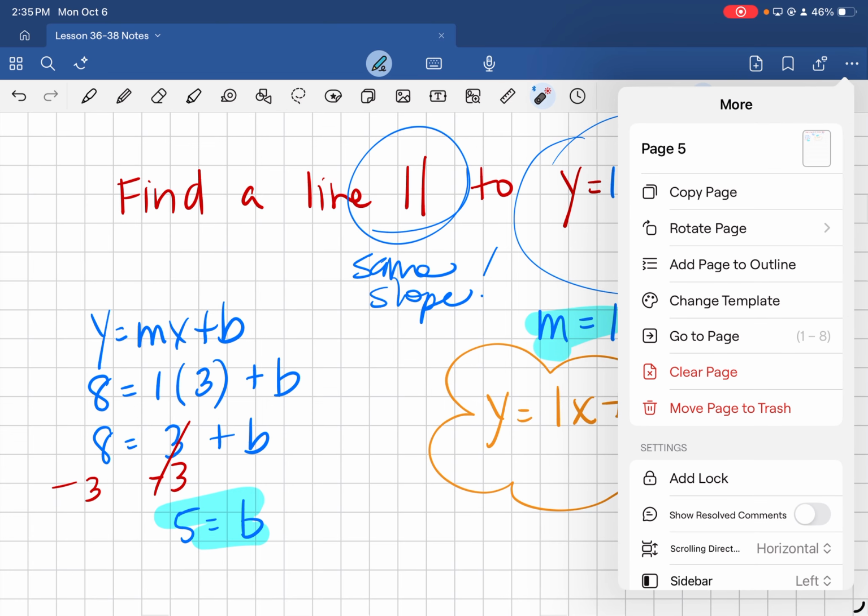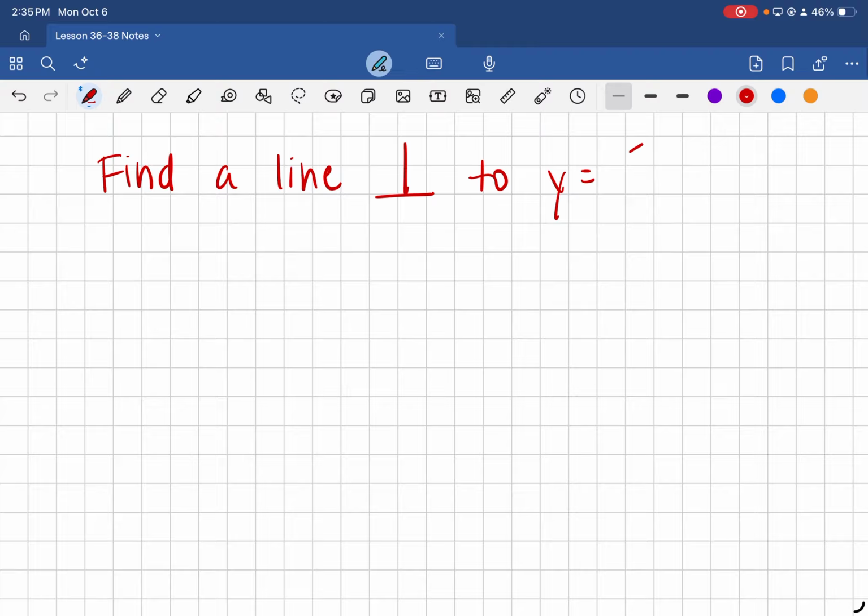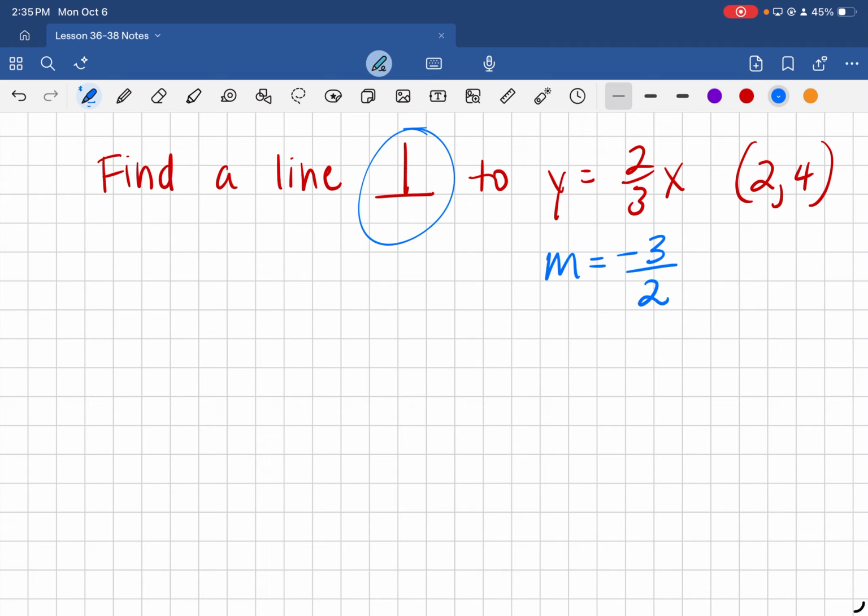Okay, this time they're asking us for a perpendicular line. They want us to find a line perpendicular to y equals 2/3 x and goes through the point 2, 4. All right, any thoughts on what my m needs to be in order to be perpendicular? -3/2. Beautiful. -3/2. Here's my x, here's my y. What do I do next?